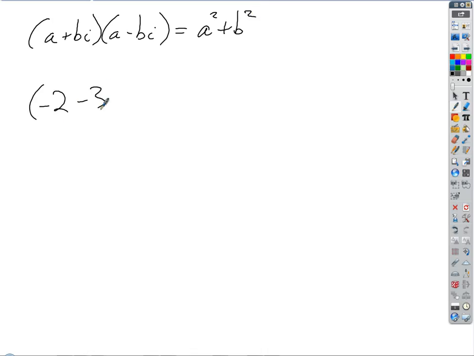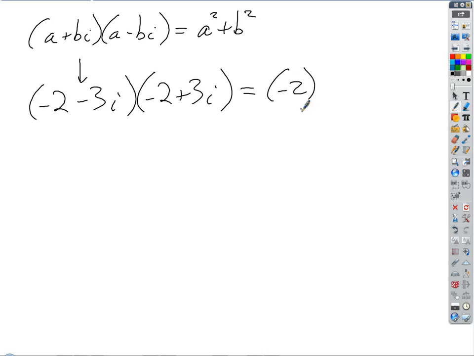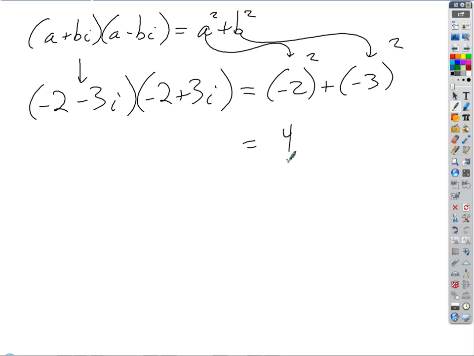So what's the conjugate of that complex number? Well, that's going to be the answer. You're right. But what's the conjugate of that one? Negative 2 plus 3i. The only thing that changes is the sign between the real and the imaginary parts. That's it. So if we multiply that by its conjugate, negative 2 plus 3i, what are we going to get? What's a? Negative 2. What's b? Negative 3. So we get a squared plus b squared: negative 2 squared plus negative 3 squared, which is what? Negative 2 squared is 4. Negative 3 squared is 9. So our answer is 13.